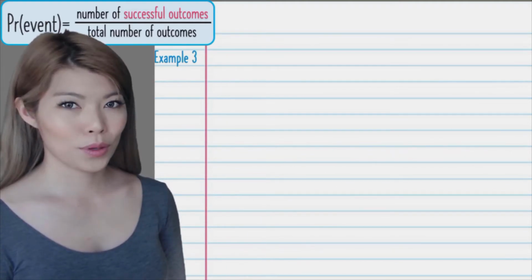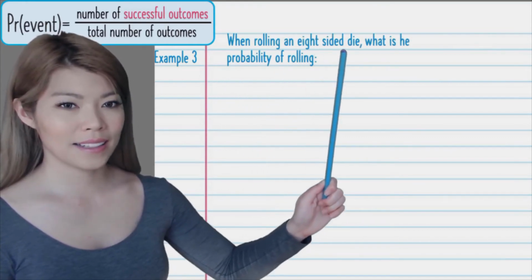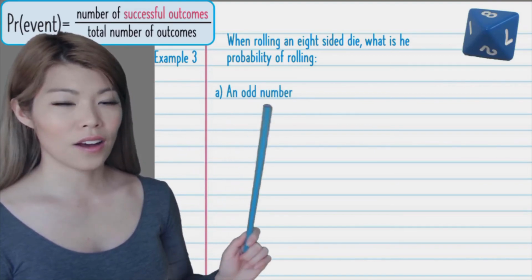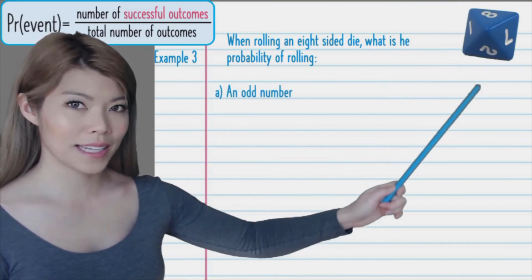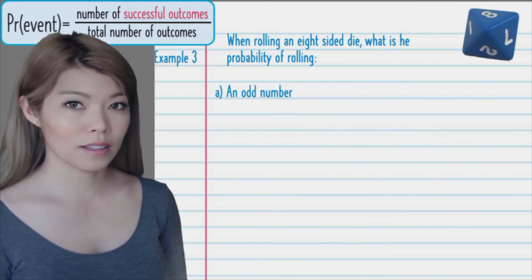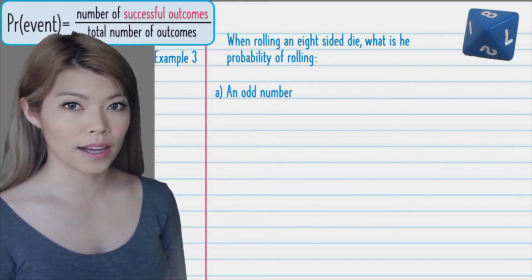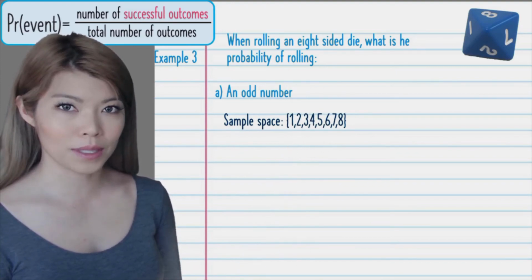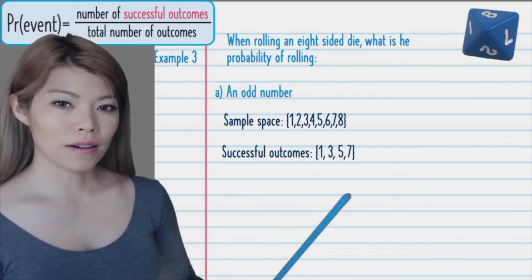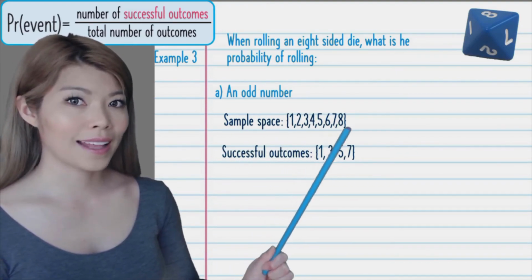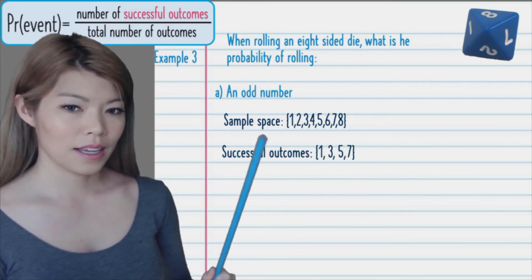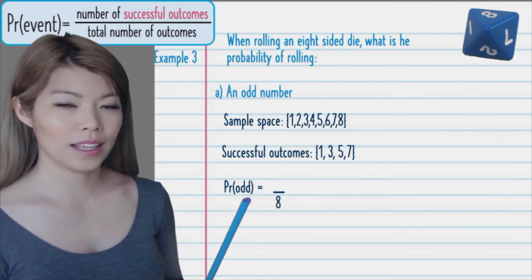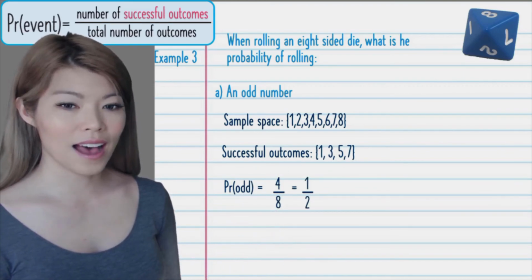Example 3. When rolling an 8-sided die, what is the probability of rolling an odd number? Now that's an 8-sided die. We notice that the sample space is no longer 1 to 6 like a normal die, it's actually 1 to 8. So there are 8 different outcomes. Now the successful outcomes are 1, 3, 5 and 7, the odd numbers. So our probability of picking odd is 4 out of the 8. In other words, a half.